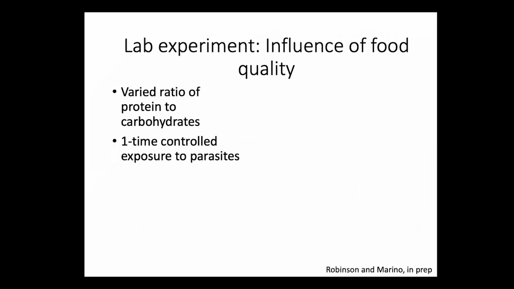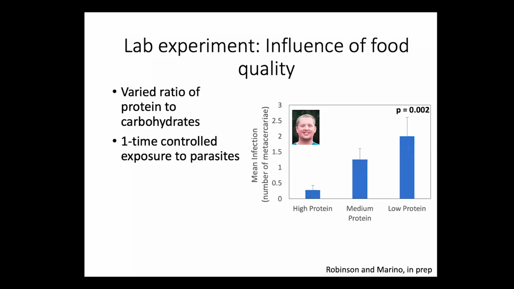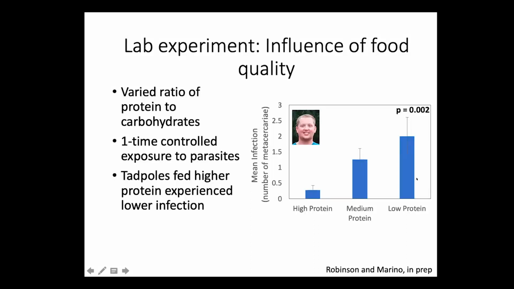More recently, a student in my lab, Kiernan Robinson, has looked at how food quality, as opposed to food quantity, influences parasite infection. He's done some experiments manipulating the ratio of protein to carbohydrates and done some controlled exposures of tadpoles to parasites. Generally what he's shown is that as you increase the amount of carbohydrates relative to protein, you tend to see higher infection susceptibility in tadpoles. So food quality also appears to have an influence on parasite risk.